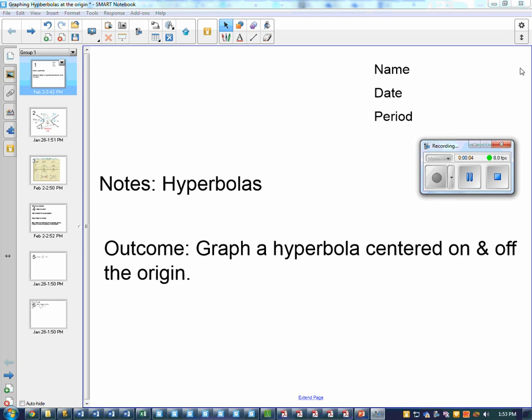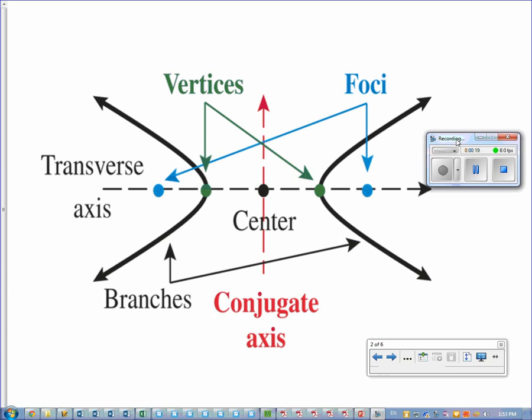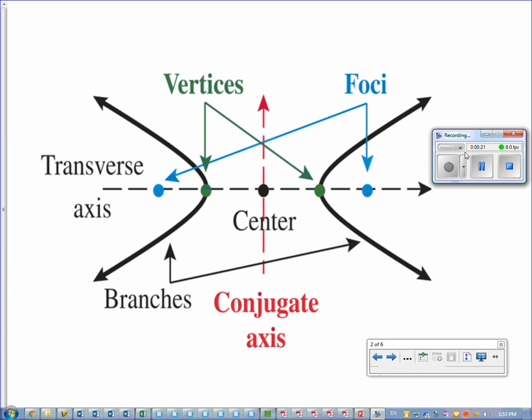The title of this note is Hyperbolas, and the outcome is to be able to graph a hyperbola that is centered on the origin or off the origin. So here's a picture of a hyperbola, and there are a few things that I want you to notice.